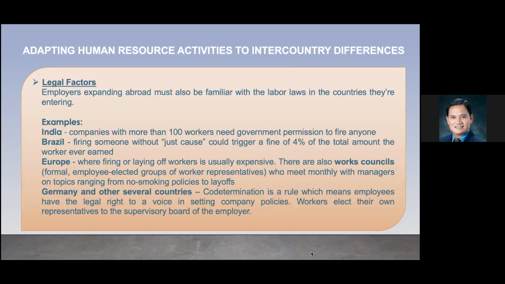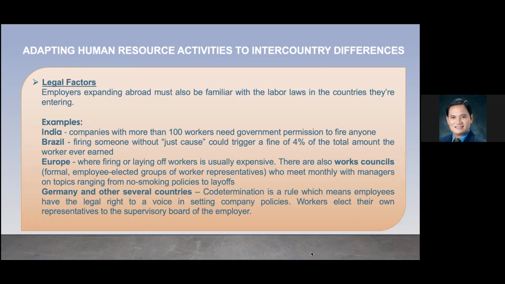Another factor is the legal factors, where employers expanding abroad must also be familiar with the labor laws in the countries they're entering. For example, in India, companies with more than 100 workers need government permission to fire anyone. Whereas in Brazil, firing someone without just cause could trigger a fine of 4% of the total amount the worker ever earned. And in Europe, firing or laying off workers is usually expensive.